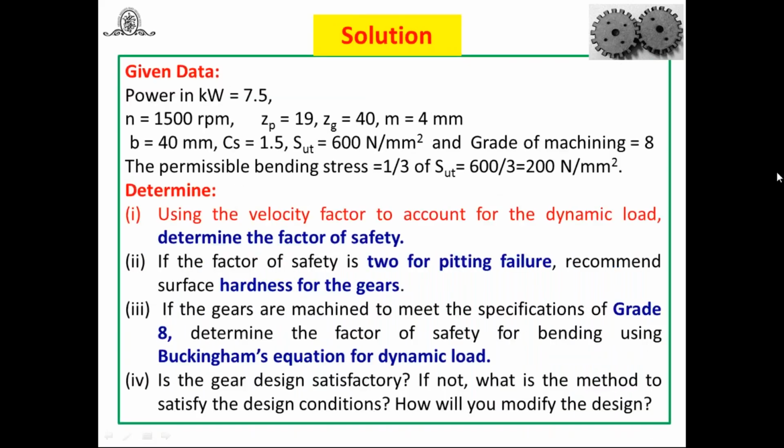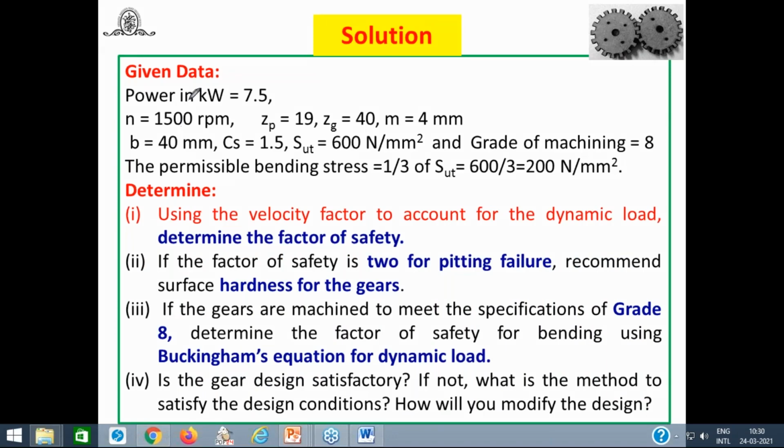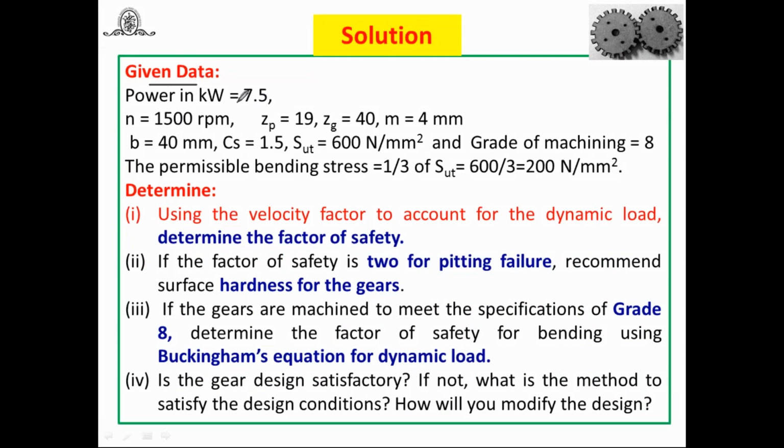Now I am going to write this, so you can note down these points. Given data: the power in kilowatt is 7.5. Speed is 1500 RPM. ZP, number of teeth on pinion, is the nomenclature, 19. ZG, number of teeth on gear, 40. Module is given, 4 mm. Face width is also given, 40 mm. Cs means service factor, 1.5.